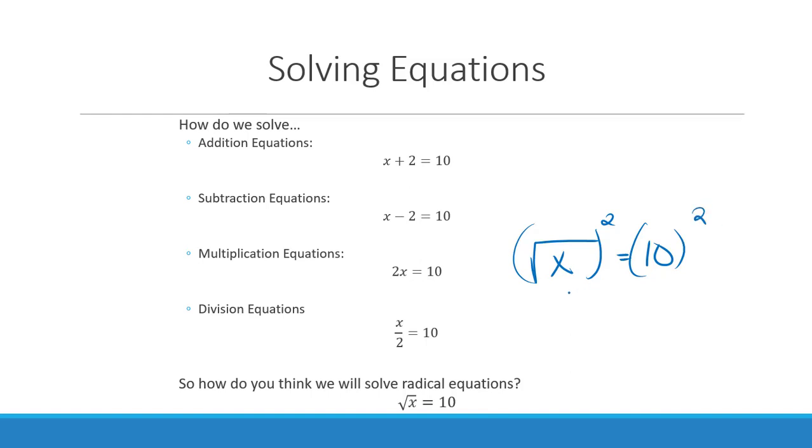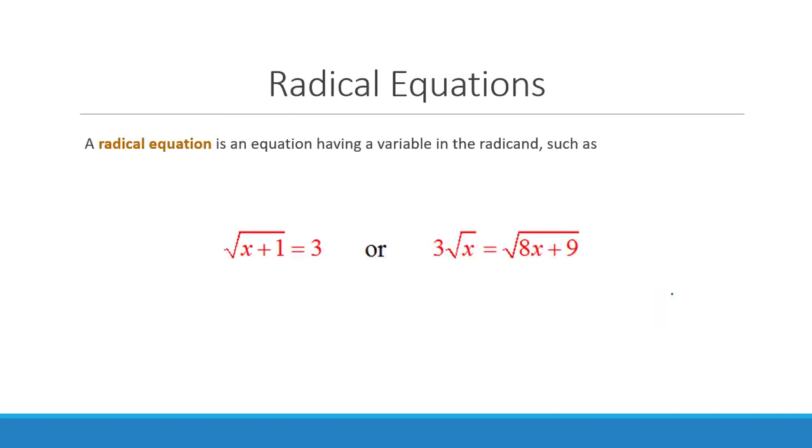And keep in mind, whatever you do to one side, you have to do to the other. If I raise a square root and multiply it by itself, keep in mind what we've been talking about. When you multiply a square root by itself, it no longer exists. And then 10 times 10 is going to give me 100.